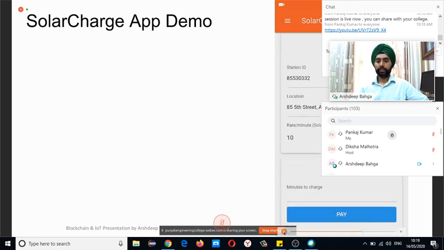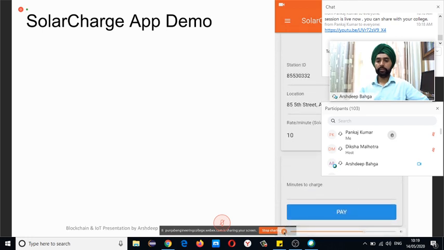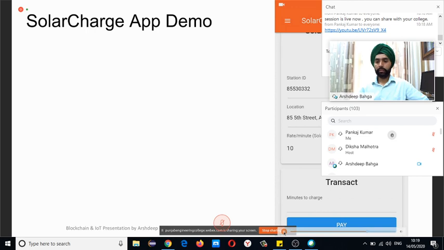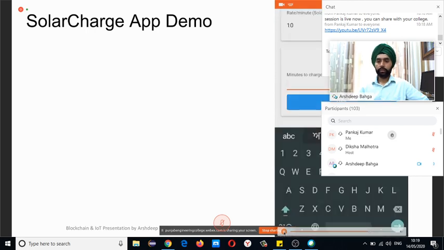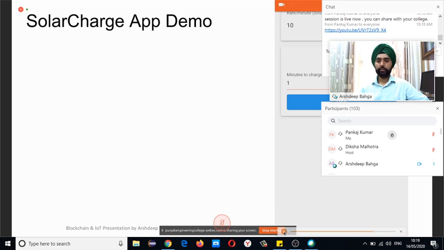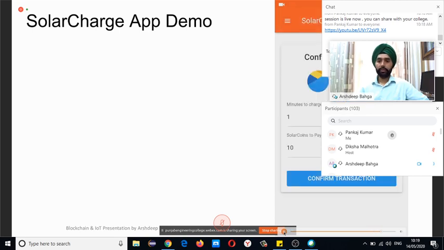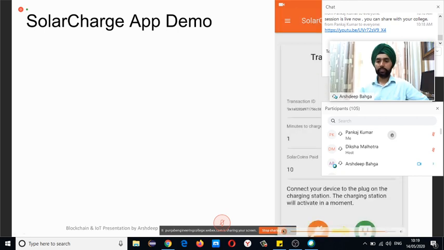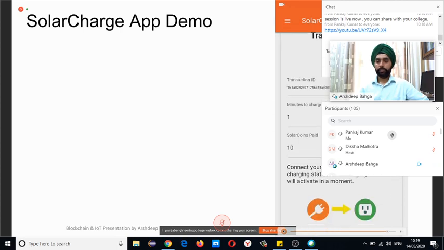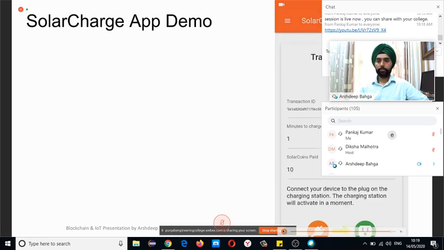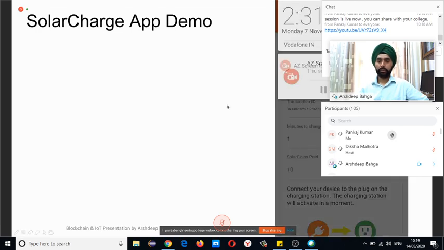And then the user specifies the number of minutes to charge. So let's say the user wants to charge the device for 1 minute, and then the user pays the charging station. It shows it will charge the user 10 solar coins and then confirms the transaction. After the user confirms the transaction, it is sent to the blockchain network. It is processed and mined on the network. So this part of the demo shows the mobile application.